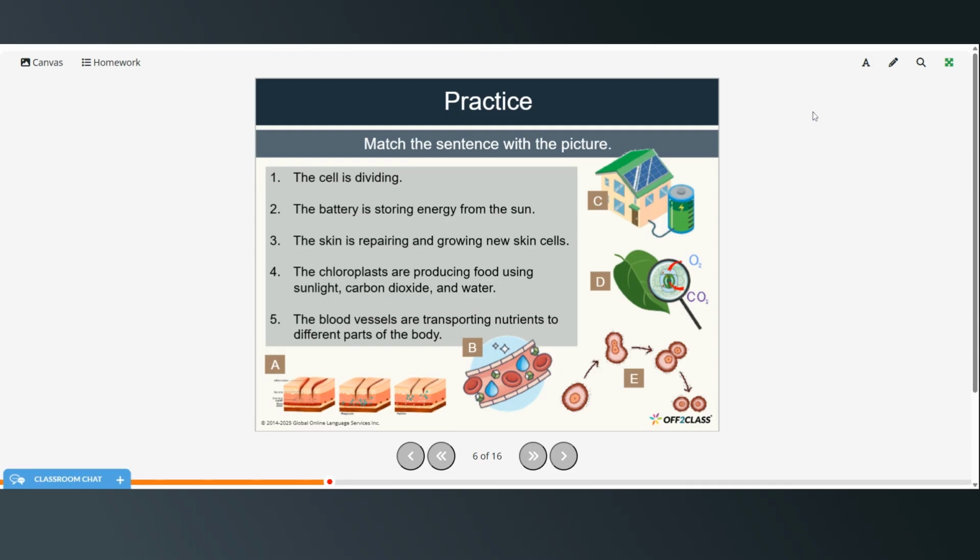All right, so now see if you can match each sentence with one of the pictures. Again, you can pause the video, try this on your own, and then restart when you're ready to check your answers.